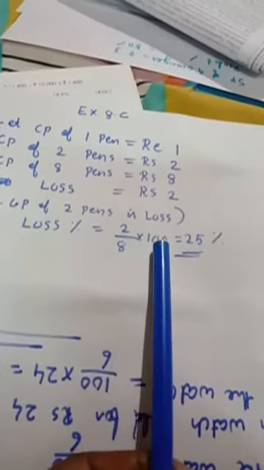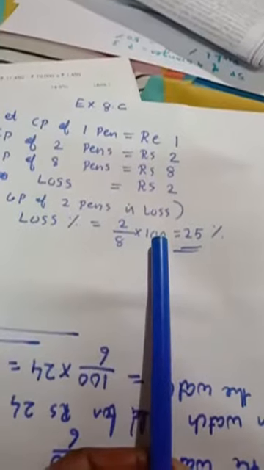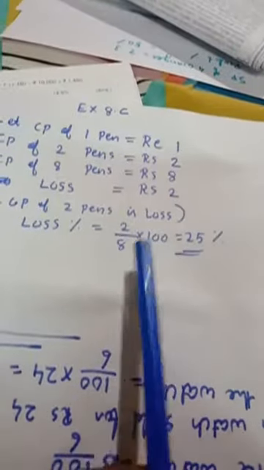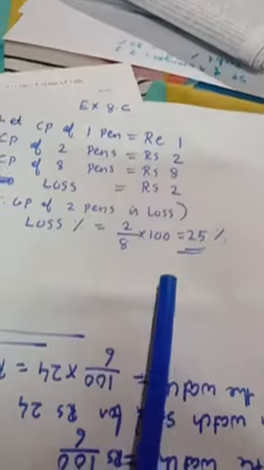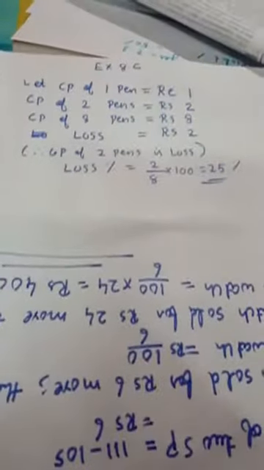Here 2, here 25 into 4, you know. This 2 and this 2 cancelled. Okay. Clear.